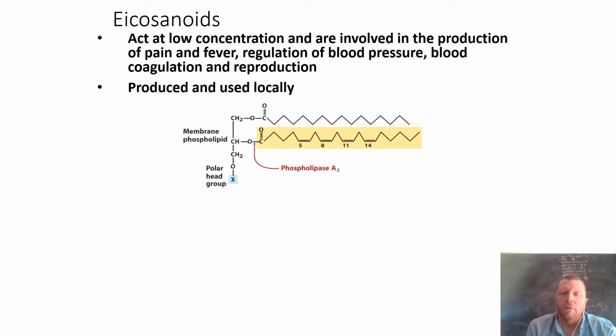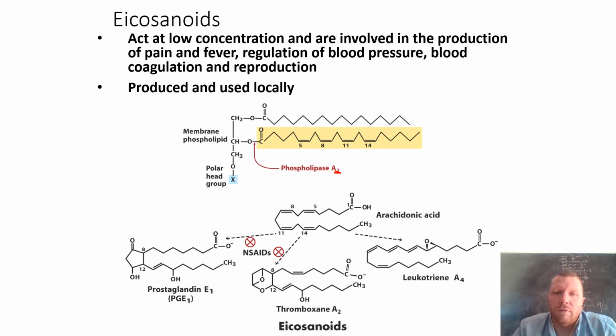An example of how they're produced is the enzyme phospholipase A2, which we've already talked about. That's going to target the carbon-oxygen bond on carbon number 2 of a glycerophospholipid. That is going to release this 20 carbon long fatty acid, known as arachidonic acid. Now, arachidonic acid undergoes this cyclization event right here.